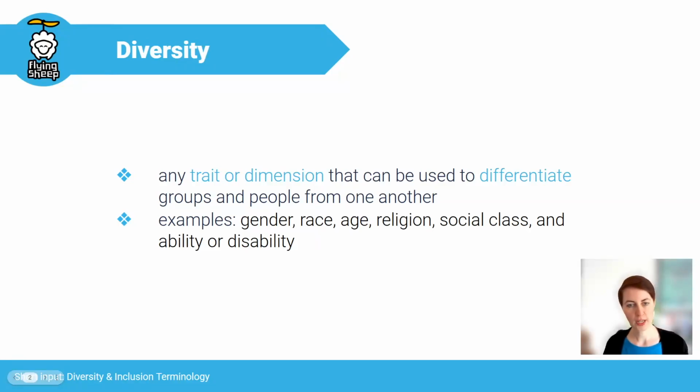Diversity is any trait or dimension that can be used to differentiate people and groups of people from one another. There are many of these traits, including, but definitely not limited to, gender, race and ethnicity, age, religion, social class, or disability. And in terms of representation, for example, in games, diversity means including a variety of characters and also stories in an attempt to at least partly represent the actual diversity of the world.